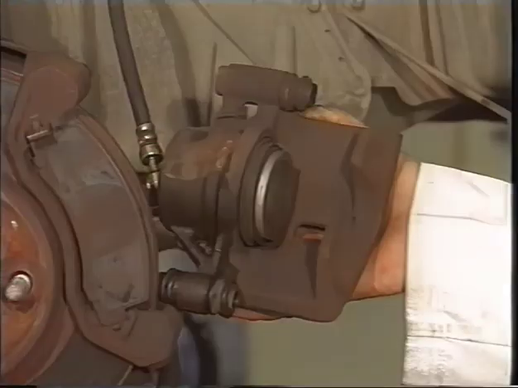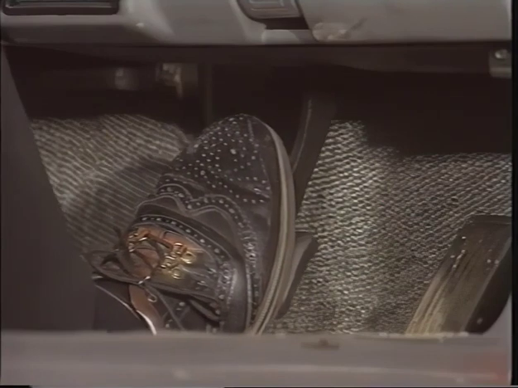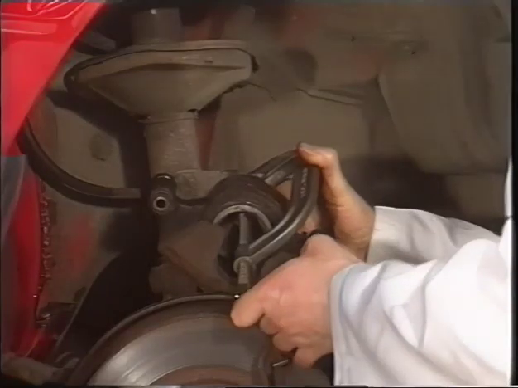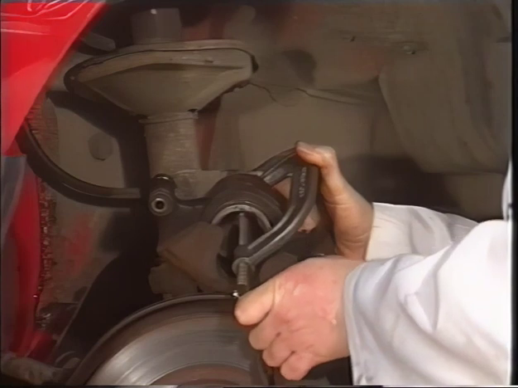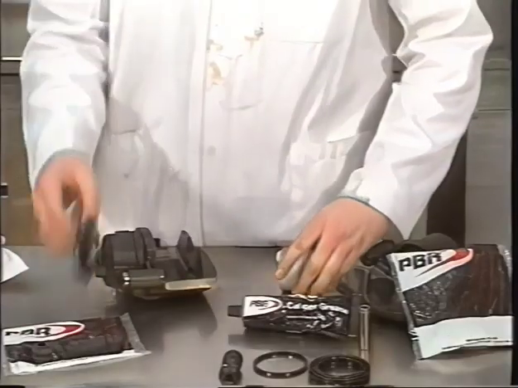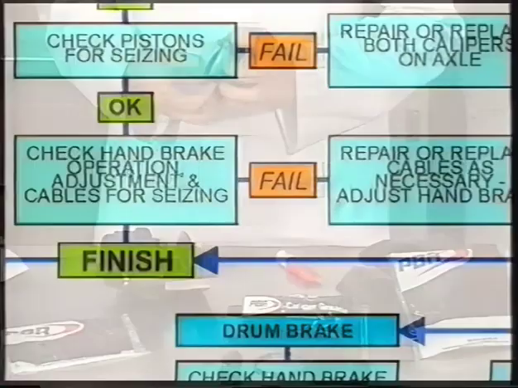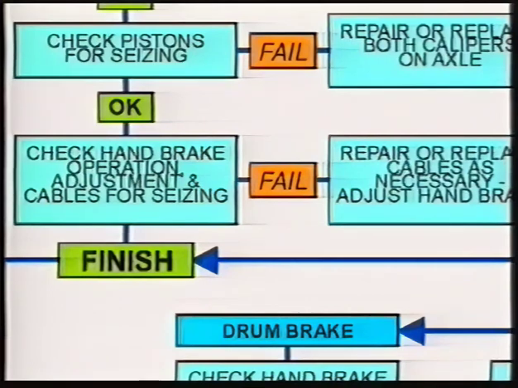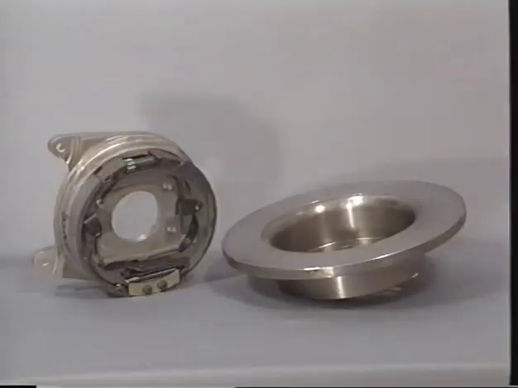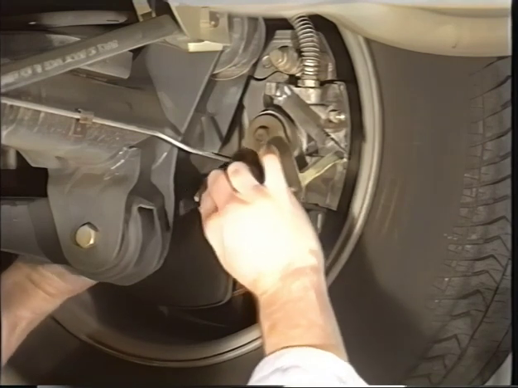Should the slides be free, the next step on our chart is the checking of the caliper piston for seizing. This can easily be accomplished by pushing the piston all the way back in its bore. An assistant is then used to gently pump the brake pedal about half distance, and the piston movement observed. The piston should move freely, with virtually no effort being required to push the brake pedal down. If a caliper is found to have a seized or partially seized piston, both it and the caliper from the other side should be overhauled at the same time.